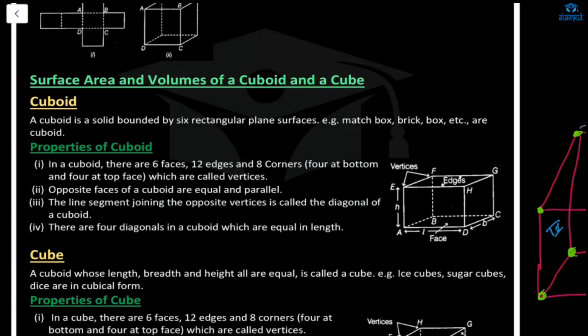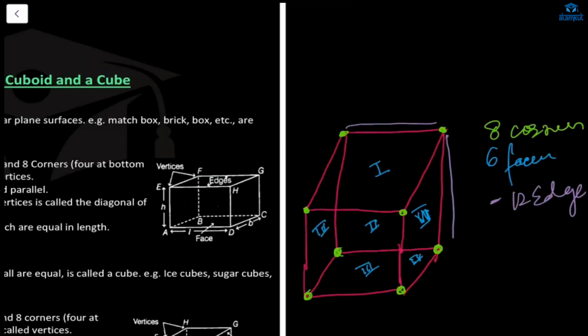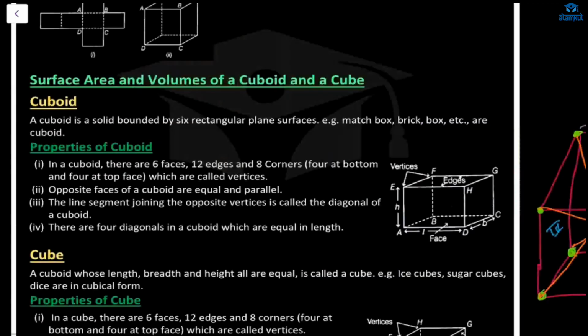The line segment joining the opposite vertices is called the diagonal. Which one is the diagonal? From this point to this point. So you will have 4 corners at the top and 4 corners at the bottom, and all the corners you can join to one another. So how many diagonals are there? There are 4 diagonals in a cuboid, which are equal in length.